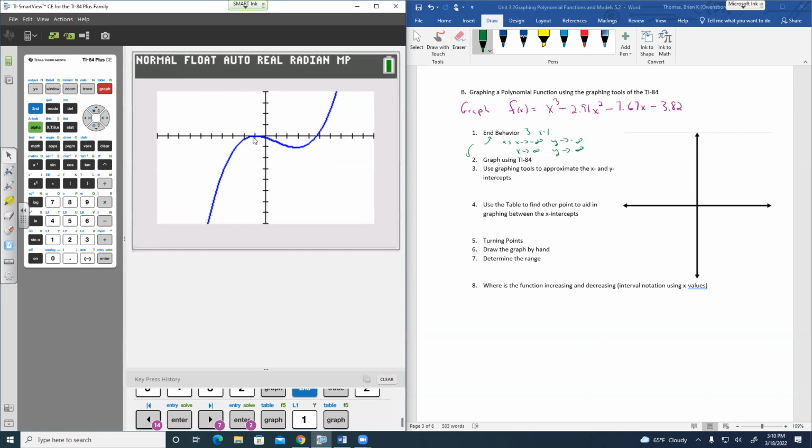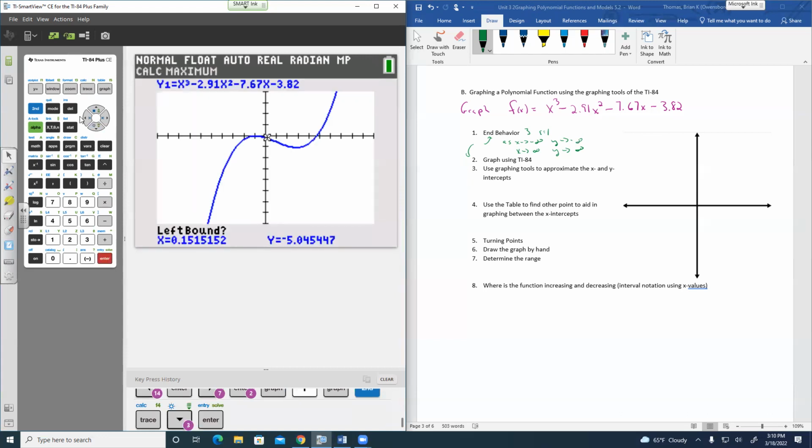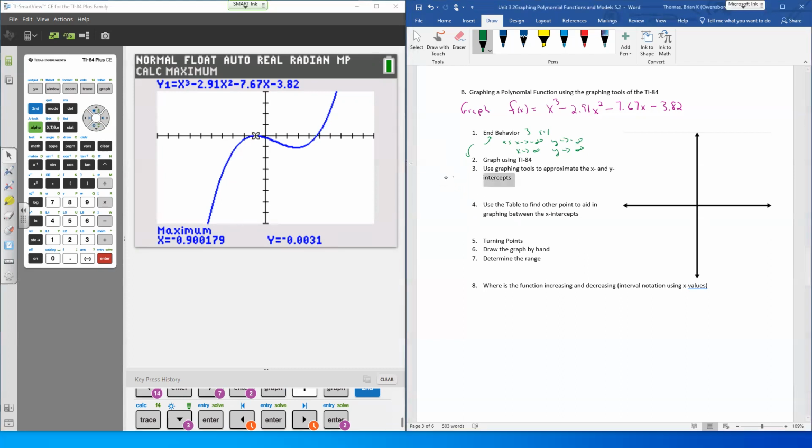we also pick up on that this would be a local high point, or a maximum. So instead of using the zero button, I could use the maximum button for that. Hit second, calculate, since that's more of a maximum anyway. We hit enter there. We do the same thing, a left bound here, a right bound over here, hit enter again. It does take us to our maximum. So one of the x-intercepts is x approximately negative 0.9.